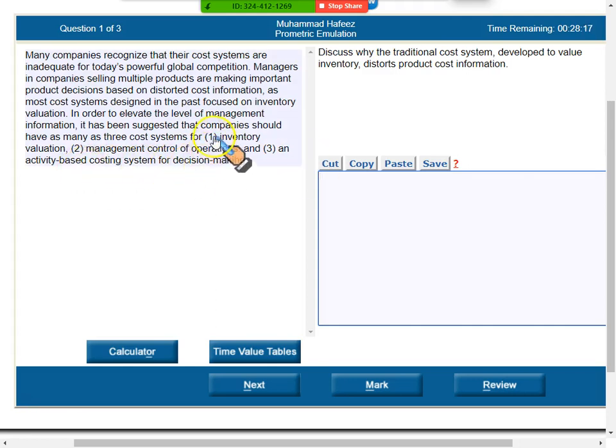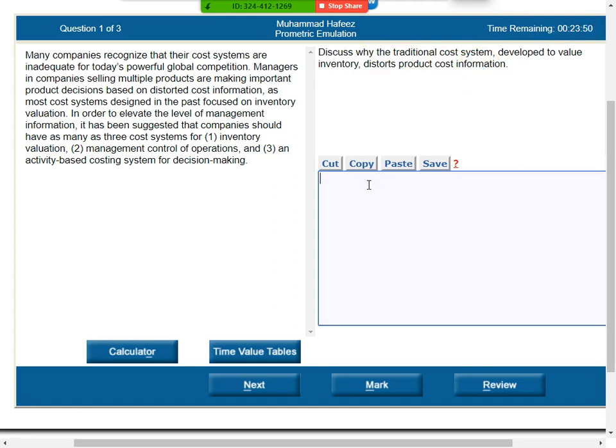So it says that it is suggested that companies should have as many as 3 cost systems: inventory valuation clearly for external financial reporting as per GAAP, as per IFRS, 2, management control of operations, processes, activities, and an activity-based cost system for decision making for product costing and pricing. So that's the idea, very small essay type scenario. First question: discuss why the traditional cost system, absorption costing, developed to value inventory, distorts product cost information.